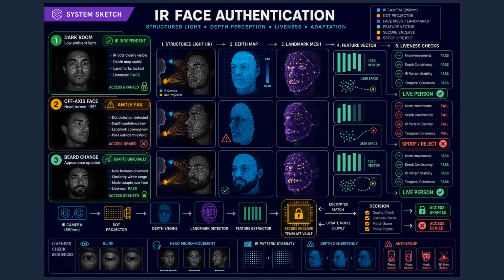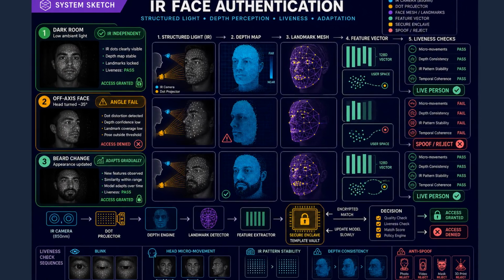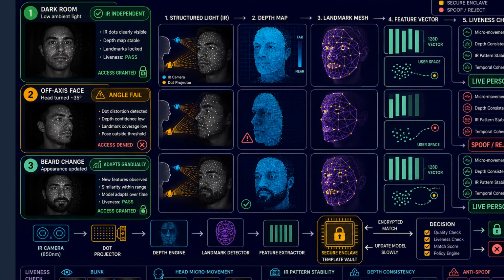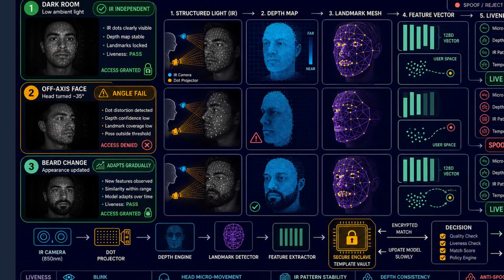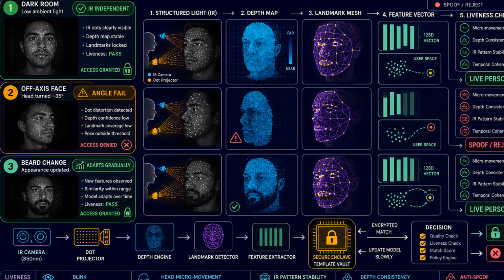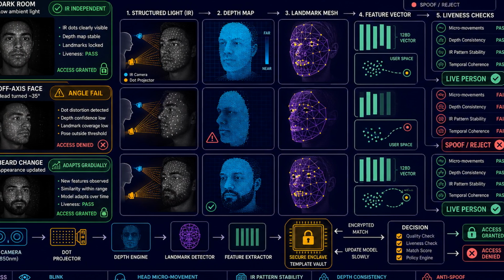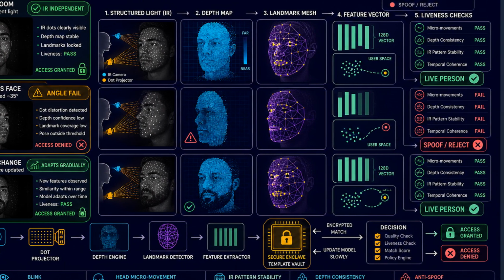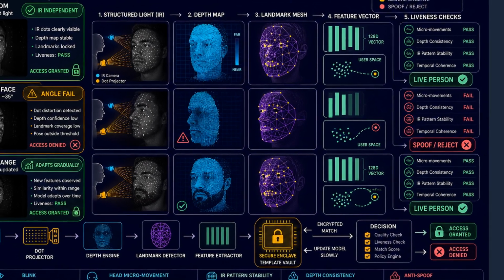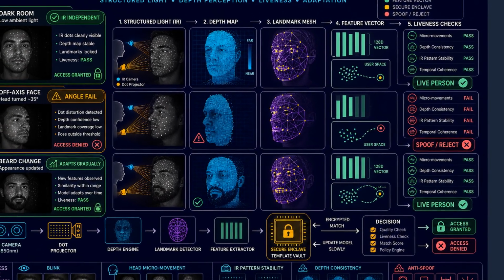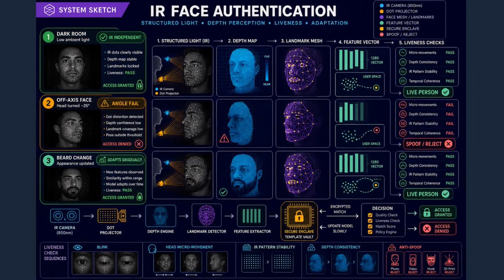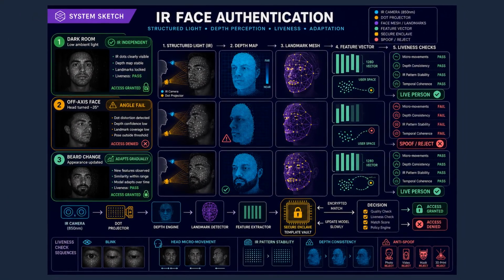Face Unlock works in darkness because the dot projector and IR camera use infrared light invisible to you. Visible lighting barely matters. Extreme angles do. Looking too far off axis breaks the mesh alignment. Growing a beard or wearing heavy makeup shifts surface geometry, but usually stays within the match threshold because bone structure anchors the vector. The system adapts gradually, not instantly.